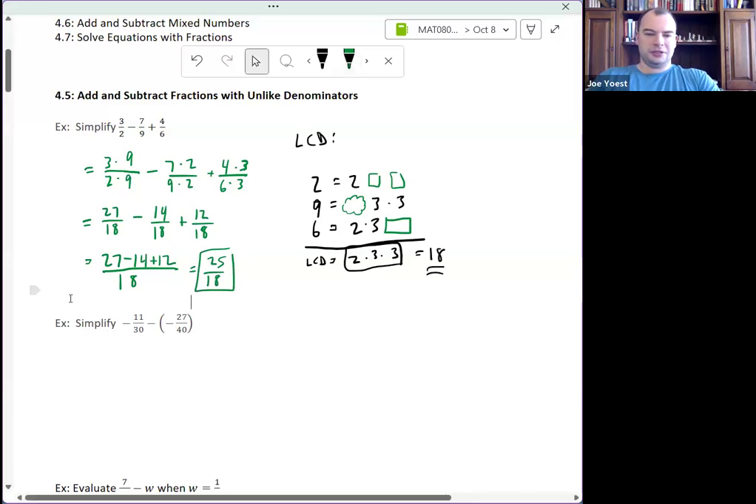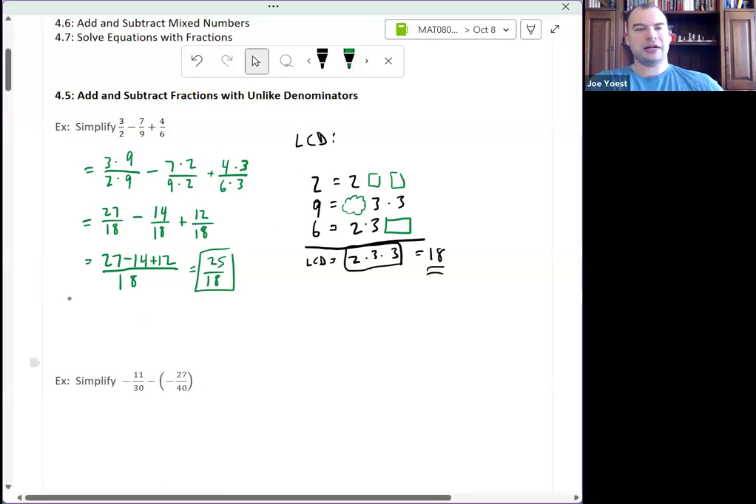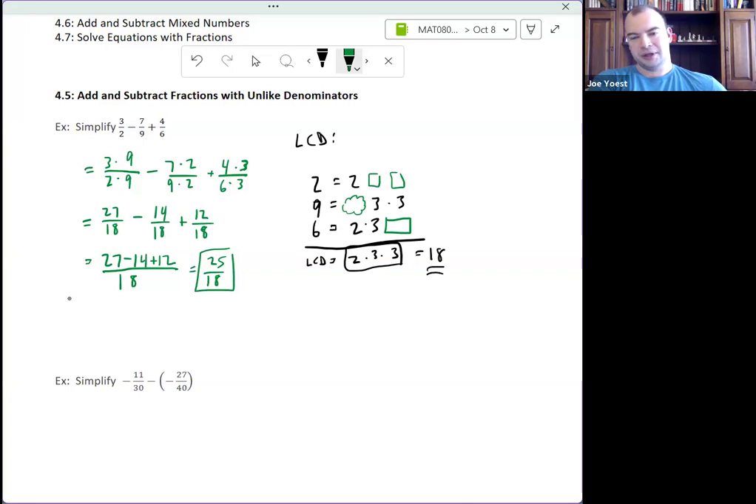And I can either leave my answer as an improper fraction like this, or I can make it a mixed number. I see that there's one lot of 18 in 25, and I'm left with 7/18 left over.